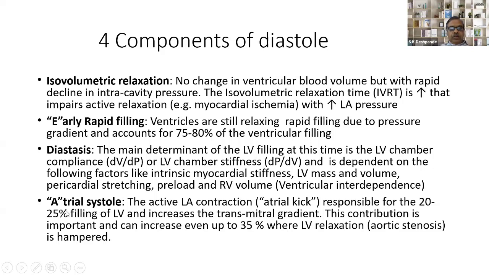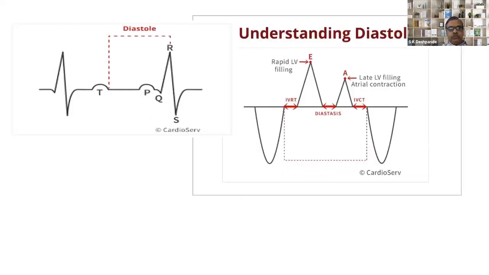And then last is the atrial systole, which is responsible for almost 25% of the filling of the left ventricle. That's why this atrial kick is very, very important for proper filling of the ventricle, so that the ventricle can throw out the next stroke volume to produce a good cardiac output.